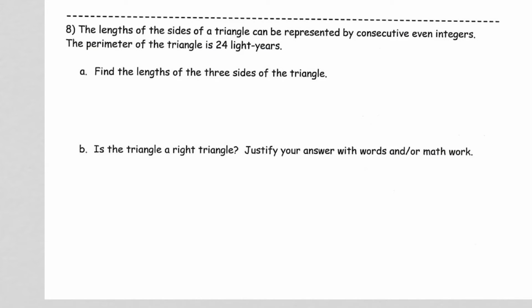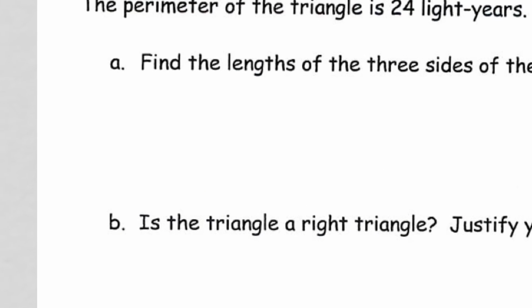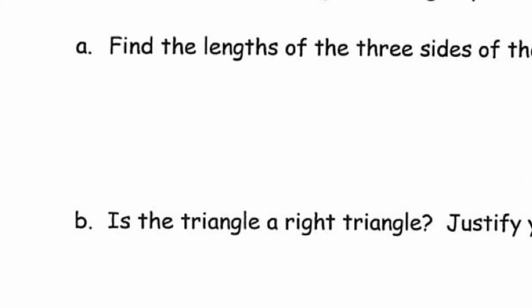Okay, I'm back. So here we see that the lengths of the sides of a triangle can be represented by consecutive even integers, and that the perimeter of the triangle is 24 light years. So if they're consecutive even integers, then one is going to be x, and one is going to be x plus 2, and one is going to be x plus 4.